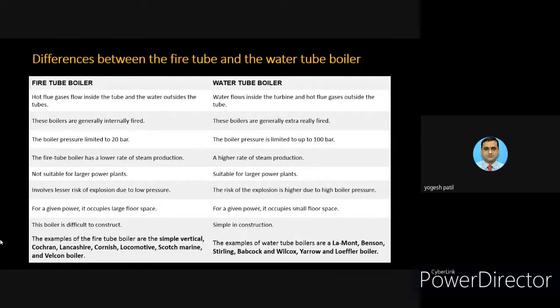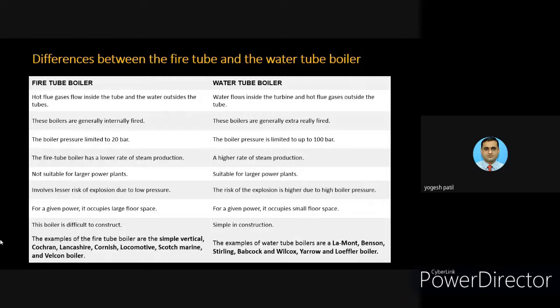The boiler pressure, this is the important part. In the fire tube boiler, the boiler pressure is limited to 20 to 25 bar, and in the water tube boiler, it can be from 75 to 100 bar. So from this difference, it can be clear that the size and the capacity of the water tube boiler is more than the fire tube boiler.